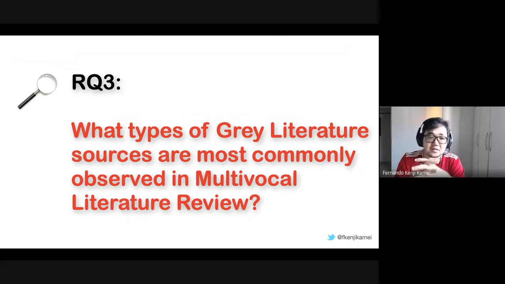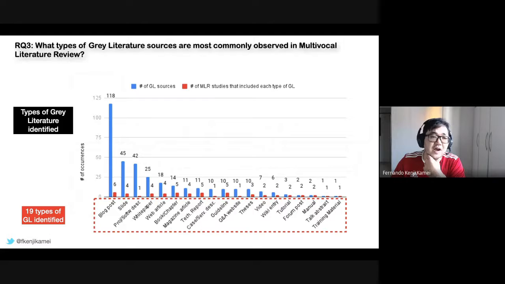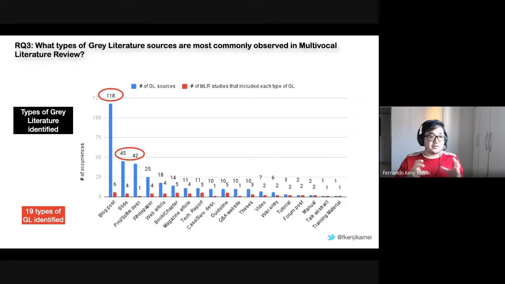In our last research question, we aimed to understand the types of gray literature included in multivocal studies and their producers. We identified 19 gray literature types among the multivocal studies. From the total of 384 gray sources investigated, blog posts, slide presentations, and project and software descriptions were the most common.